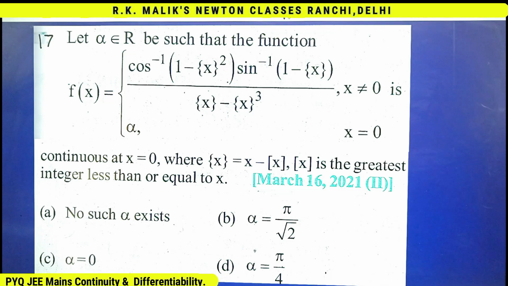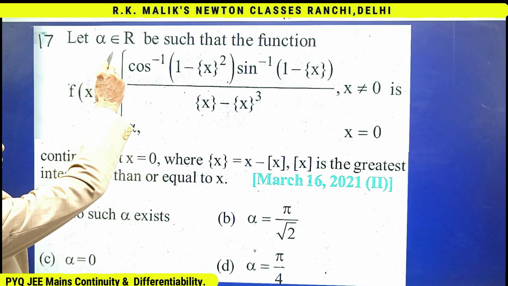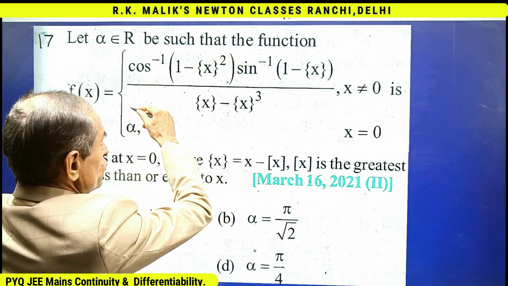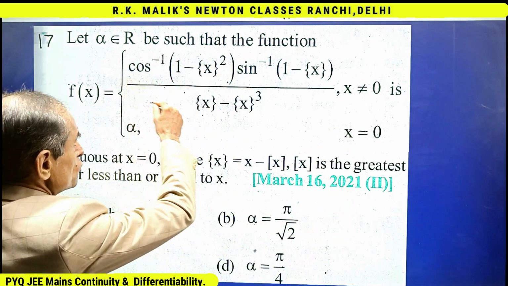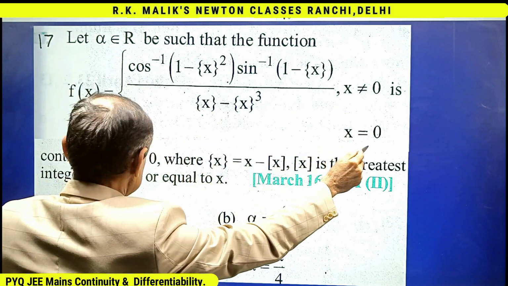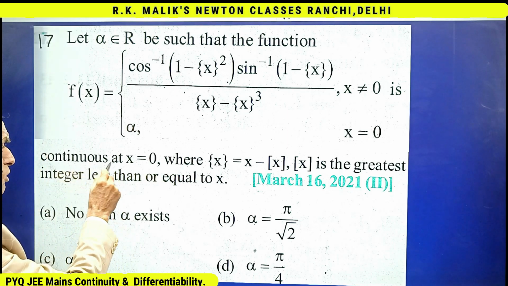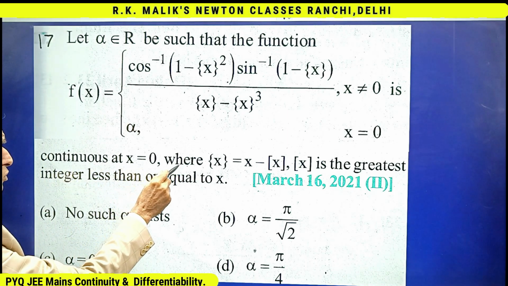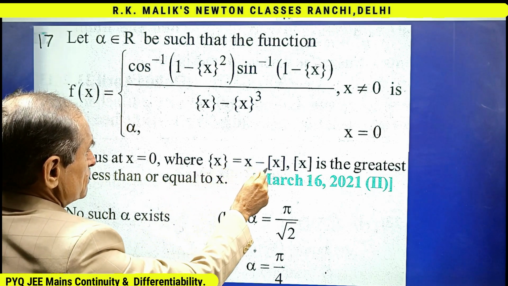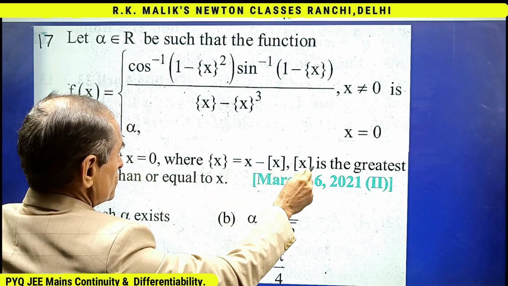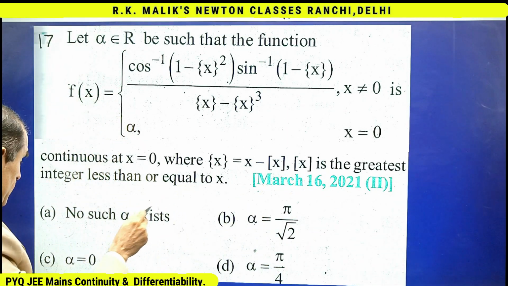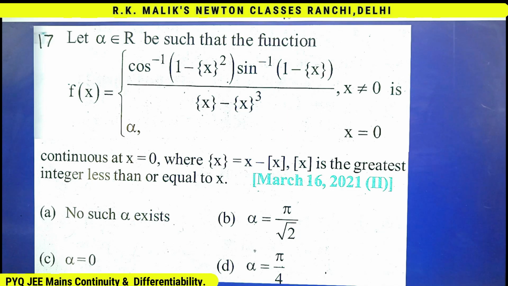In this question, it is given that let alpha belongs to R be such that the function f(x) equal to this thing when x is not equal to 0, and alpha if x is equal to 0, is continuous at x equal to 0, where fractional part of x denotes x minus box x, where box x is the greatest integer less than or equal to x. Then you have to find the correct choice.